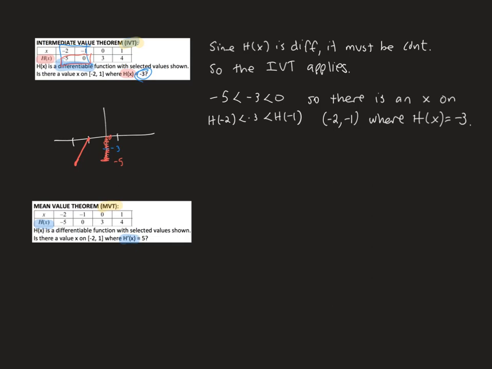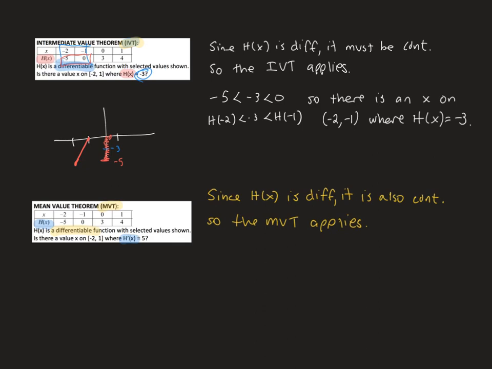So on to the MVT, and like I said before, I know I'm going to use an MVT if I see this is the derivative of what's sitting in the table. So IVT isn't going to apply, but it's a clue that MVT will. The conditions for an MVT are differentiable and continuous function. So I'm going to first start by saying that. Since h of x is differentiable, it is also continuous. So the MVT applies.